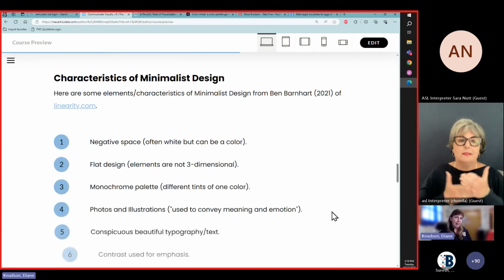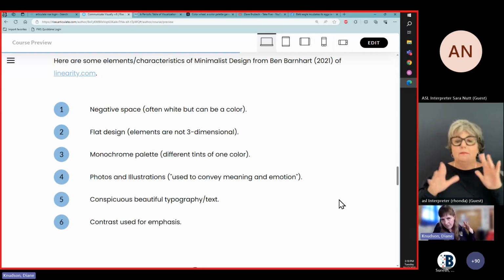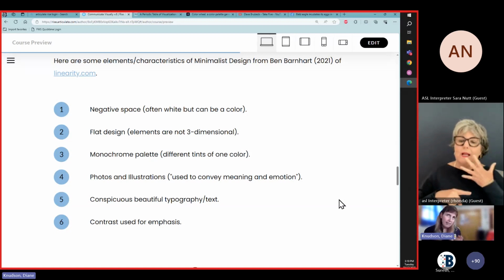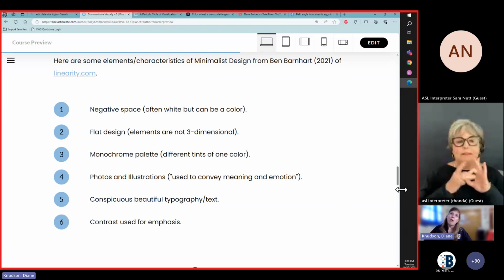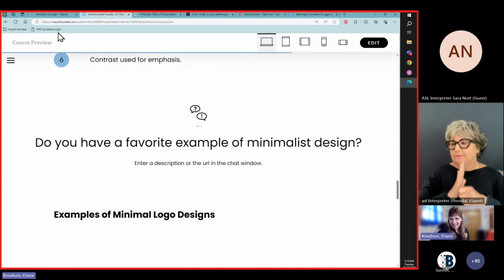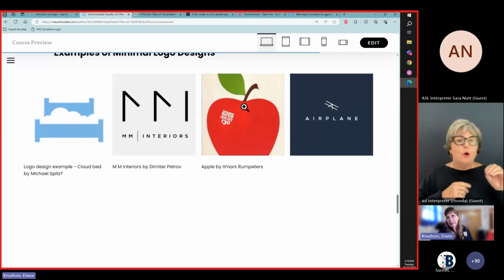So some of the characteristics of this design are, as I started mentioning, it has a lot of negative space. It's flat. Elements are usually not three-dimensional. You might see a monochromatic palette, meaning it's all tints of one color. Photos and illustrations are used to convey meaning and emotion. And you usually see beautiful typography and contrast used for emphasis. Sorry. Here are some examples of minimal logo designs. And I see I missed the credit there for the airplane.